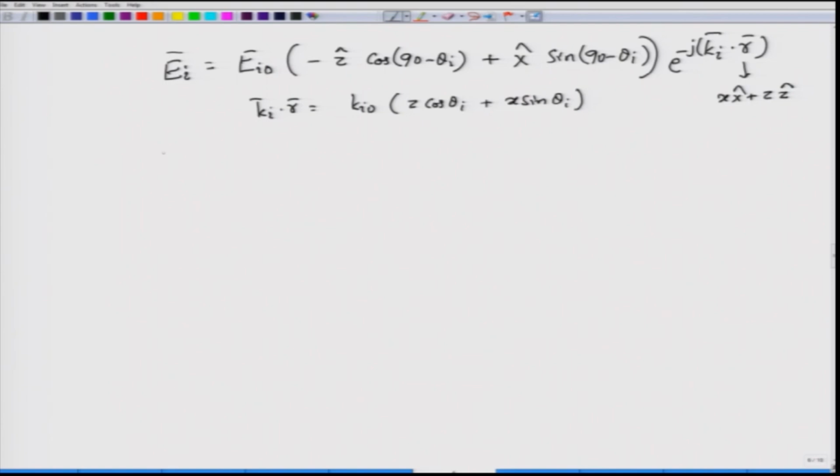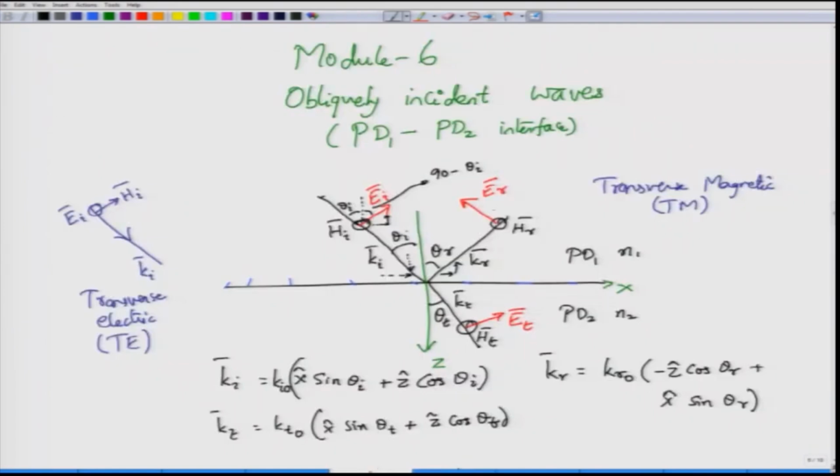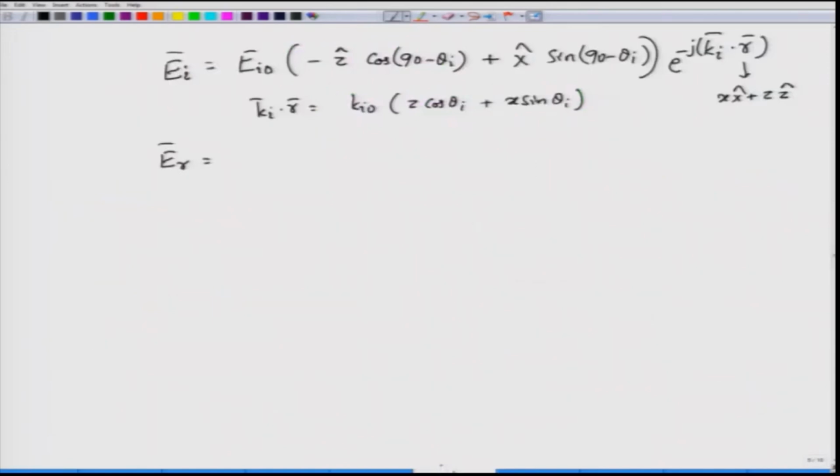Okay. Similarly, you can write down what ER would be, and you can go back to this expression and follow a similar procedure. You will notice that there will be one component along the minus z direction, and the component along x is also minus now, because you have to decompose this one in such a way that this would be in this way and this would be in this way. So, clearly the x component will be along the minus direction, the z component is also along the minus direction, and you can write down ER as ER0 times minus z hat cos of 90 minus theta r, minus x hat sin of 90 minus theta r.